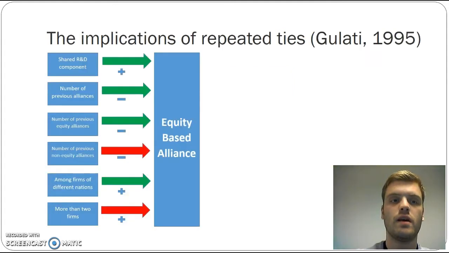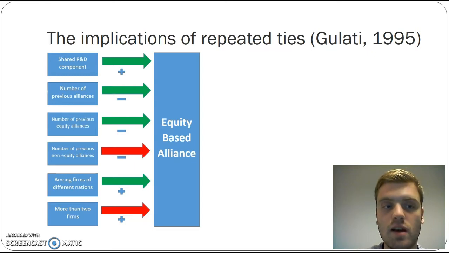So we continue with the implications of repeated ties in the article of Gulati in 1995. The first hypothesis is that alliances are more likely to be equity-based if they have a shared R&D component, and this hypothesis is supported. This comes from the fact that alliances with an R&D component are likely to have higher transaction costs than those that don't have a joint R&D. R&D alliances are therefore more likely to be equity based.